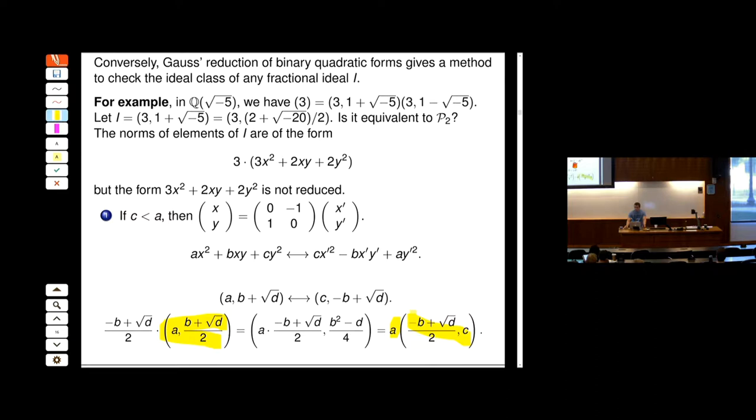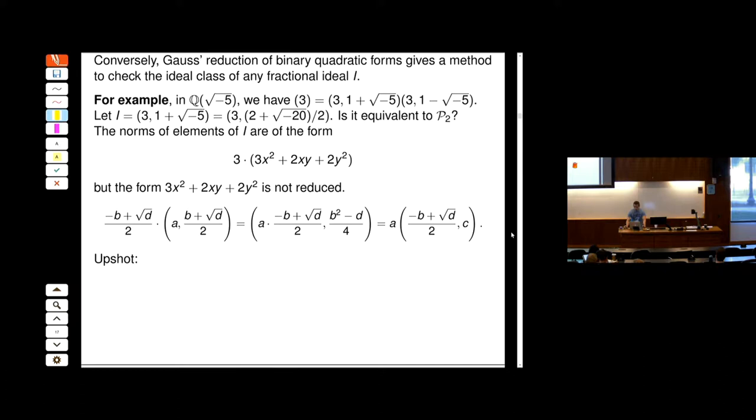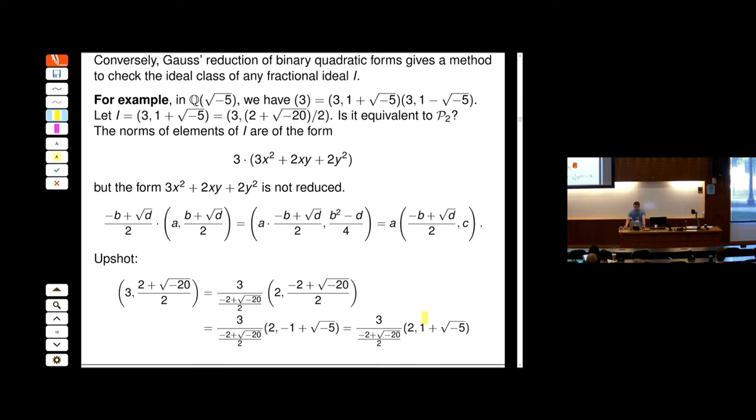Okay, so let's see the upshot. In our case, we wanted to reduce 3x squared plus 2xy plus 2y squared. I apply option one of Gauss's algorithm. And what that tells me is that this ideal that I started with is actually equivalent to this ideal by that method. So just by looking at the quadratic form, it tells me which one of the three steps of Gauss I should do, and that will tell me how to get to the next stage of an ideal that is going to be simpler, just by taking out a constant.